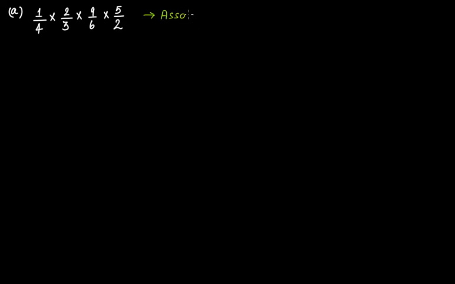Associativity. And we have discussed all these things, right? Associativity means if we have, let's say, four rational numbers a, b, c, and d, then we can pair it like this: (a times b) times (c times d). This is associativity. So same thing we can apply here.